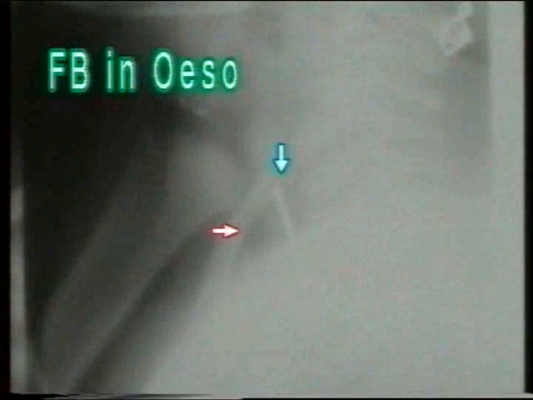Here we see a coin in the upper third of the esophagus. To confirm its position in the esophagus, observe the lateral X-ray carefully. The horizontal red arrow points to the air in the trachea lying anterior to the coin. So the coin is in the esophagus.